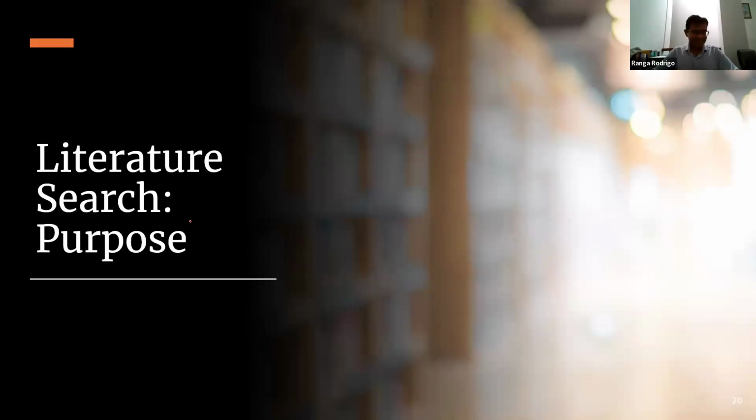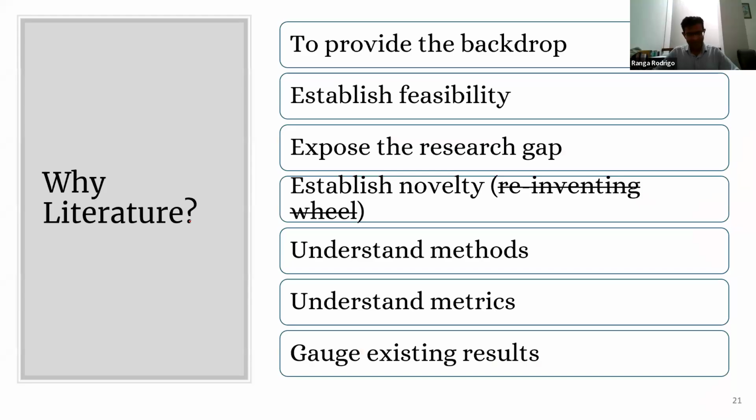Okay, so now let's look at the literature search and the purpose of the literature search. Now think about when you go to see a drama in a theater. What color of curtains do they use? They will use a black curtain. Why do they use a black backdrop? They use a black backdrop so that the performer or the actor can be properly seen.